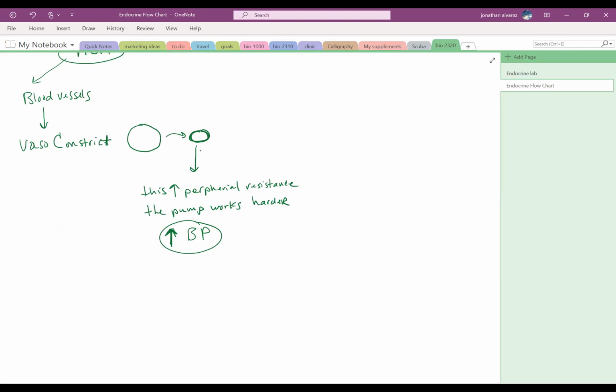However, this can spin out of control and force a person to be in chronic high blood pressure over time, which is not good.